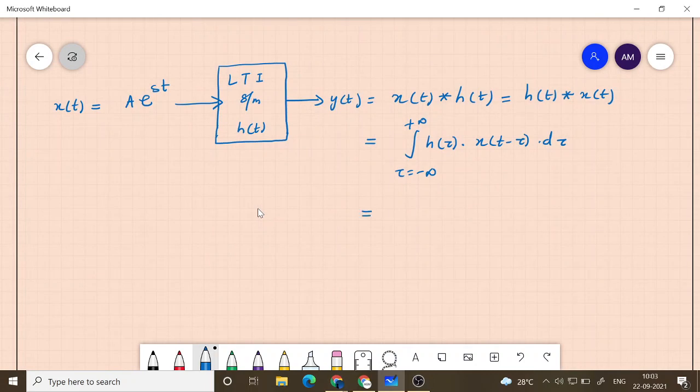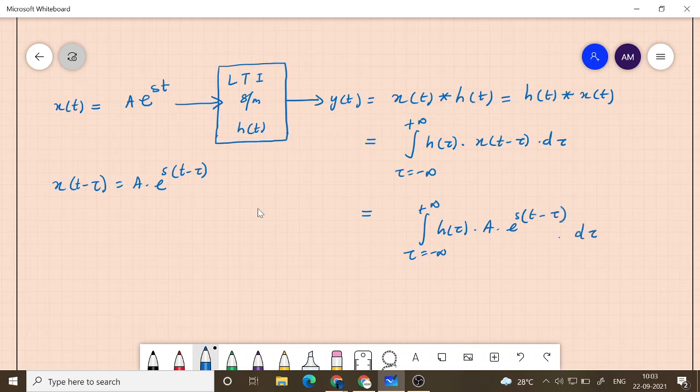So if I put in my form of x of t, what is my x of t? x of t is a into e raised to st. So what is x of t minus tau? Replace t with t minus tau. So that is e raised to s into t minus tau. So we have h of tau into a into e raised to s into t minus tau d tau.